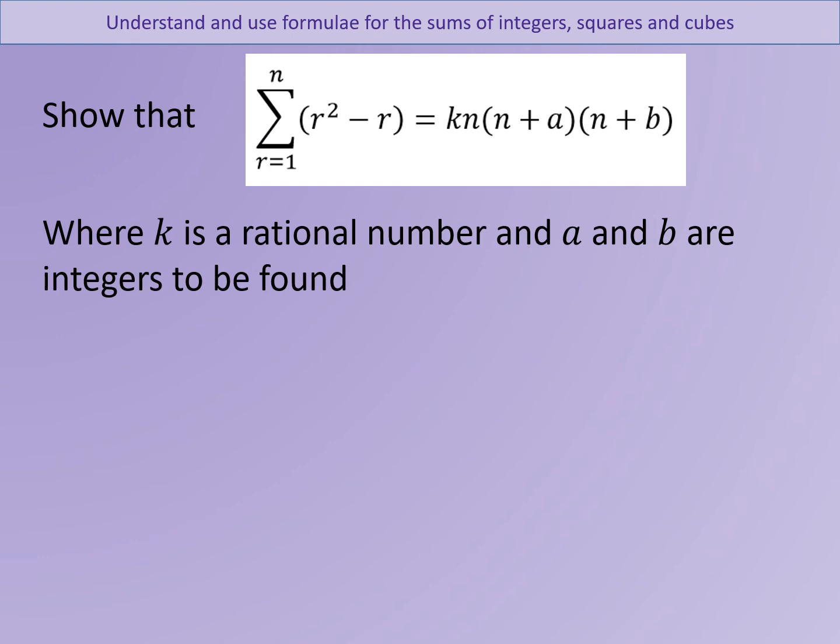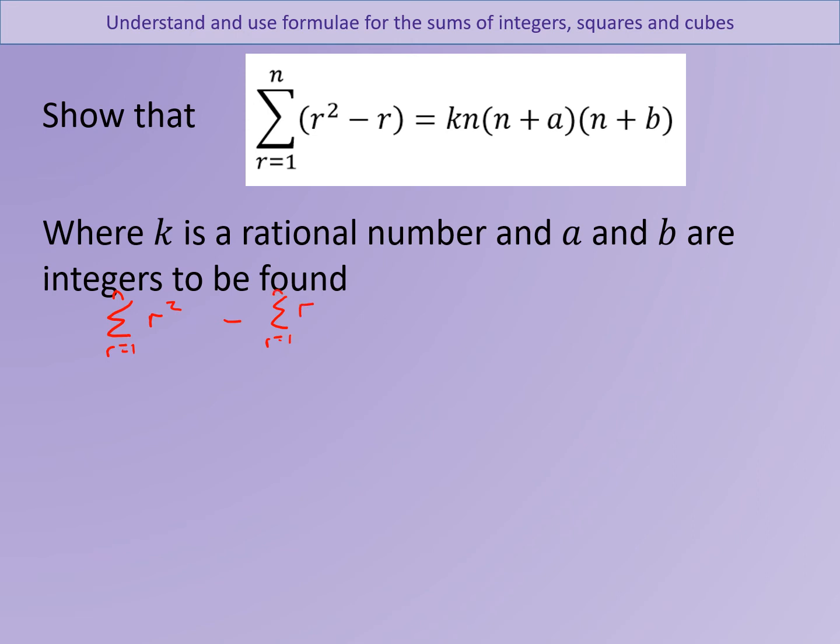So in this question, we're being asked to show that the sum of r squared minus r from r equals 1 up to n can be written in this form here. We are told that k is a rational number, that means it can be written as a fraction, and we're told that a and b are integers, so whole numbers. So again, we're going to start with the left-hand side, and we're going to write that out as two separate sums. So the sum from r equals 1 to n is going to become the sum of r squared minus the sum from r equals 1 to n of r.